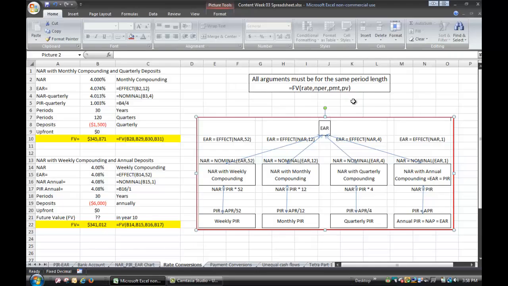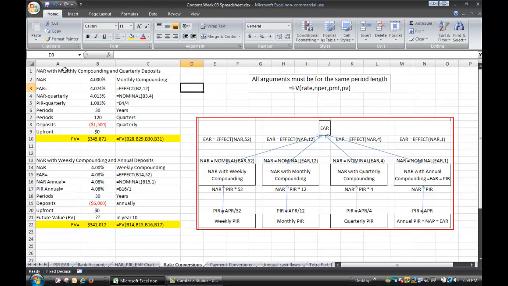EAR is strictly an annual measure. By definition, it is the effective annual rate. It's basically one compound per year. It's annual. And so we're going to use that common denominator to move from one place to another branch over here. Let's look at an example.